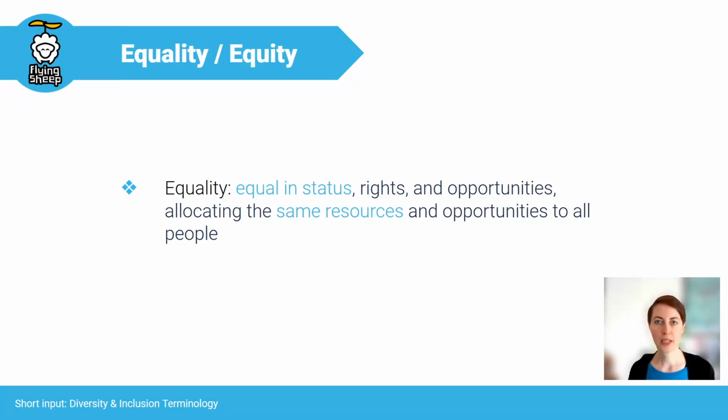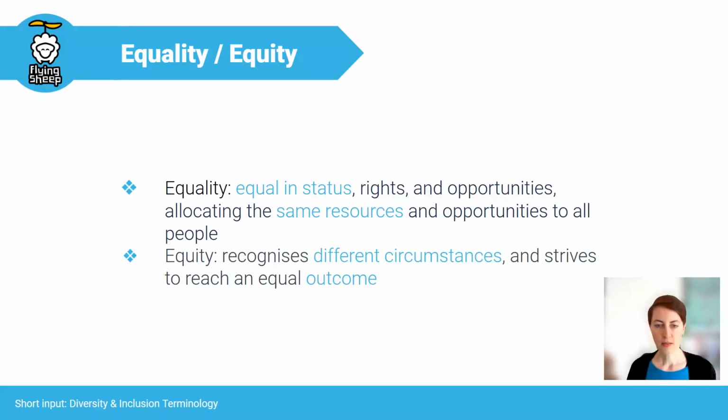Equality means being equal in status, rights, and opportunities. And it also refers to the practice of allocating the same resources and also opportunities to all people. Equity, on the other hand, recognizes that each person has different circumstances, and because of that, it allocates the resources and opportunities that are needed to reach an equal outcome. So there's a big difference between those two, even though they are often used interchangeably.